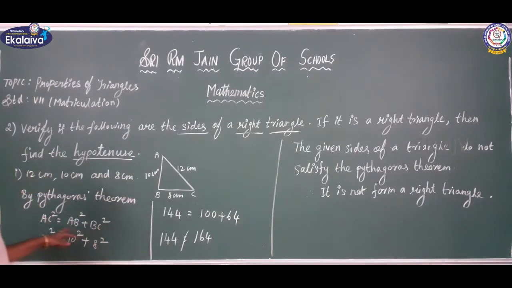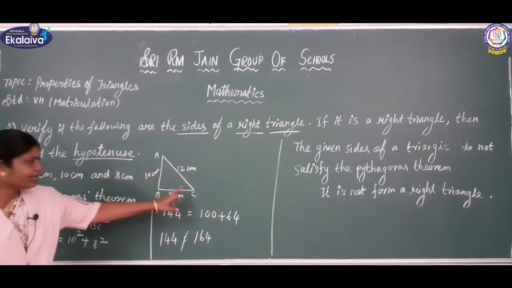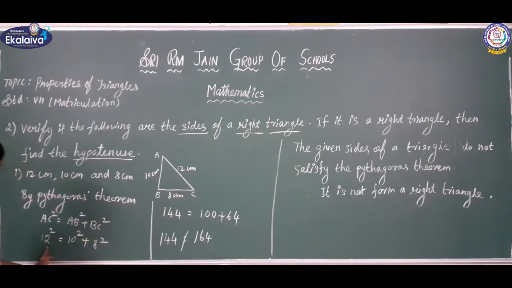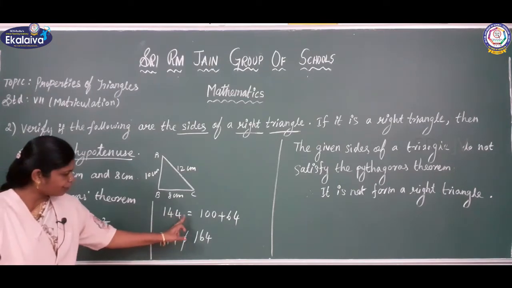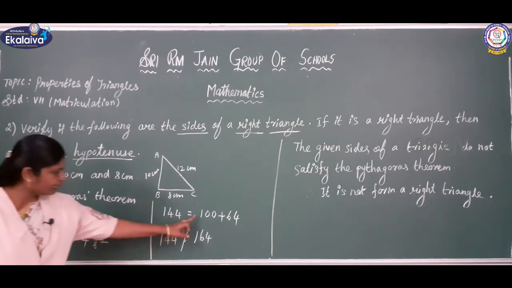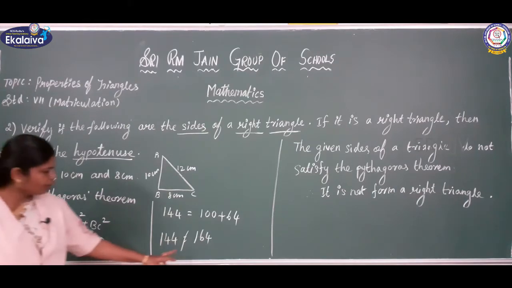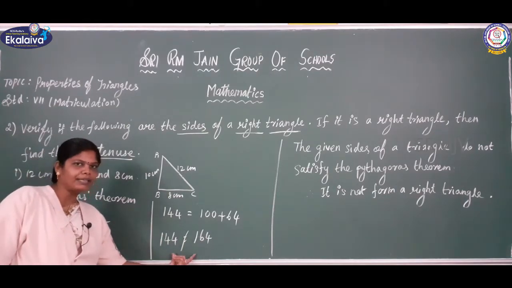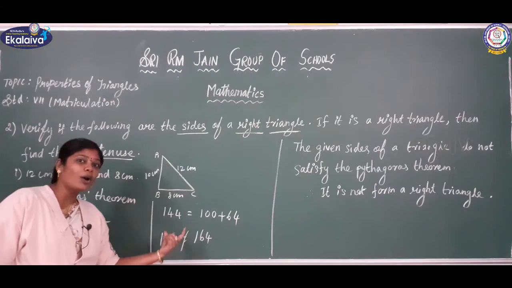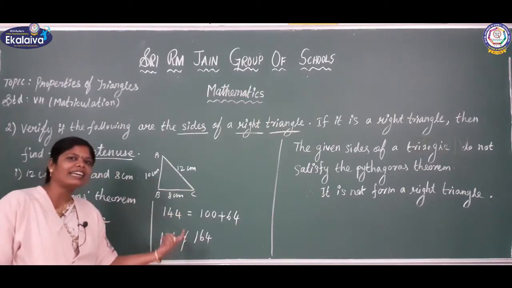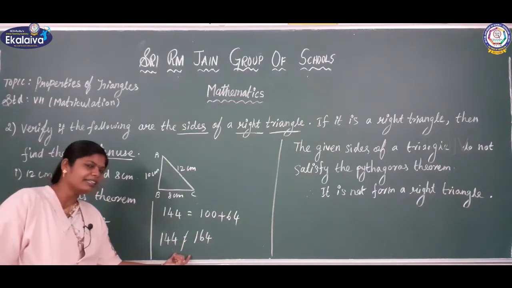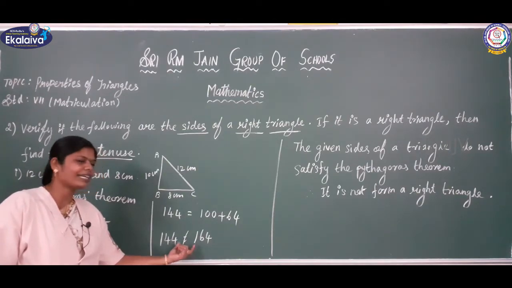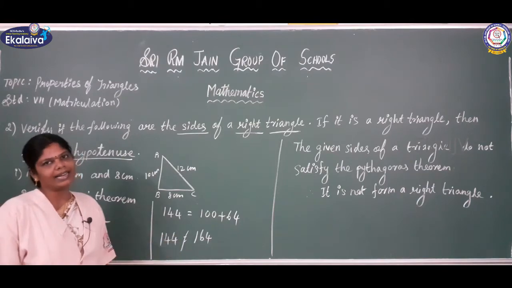I repeat this. See here, the square of the hypotenuse, 12 square, equal to 10 square plus 8 square. When we square this, what are we getting? 144 equal to 10 square, 100, plus 8 square, 64. 164. Now we compare the sides. Both the sides are not equal. So the given triangle is not a right triangle. It does not satisfy the Pythagoras theorem. So the given sides do not form a right triangle.